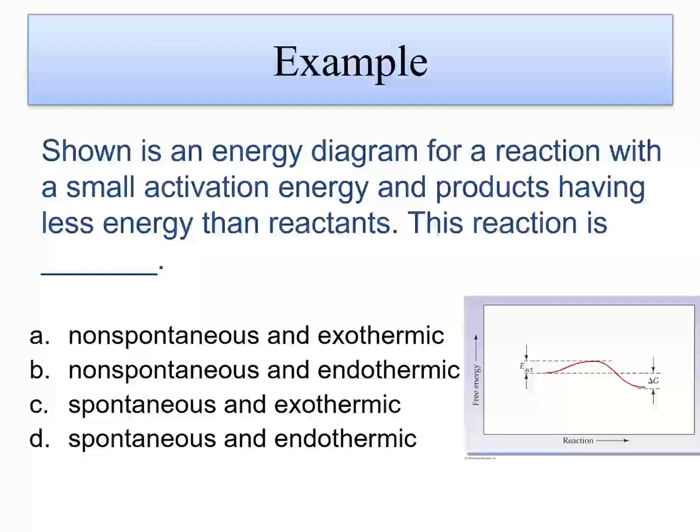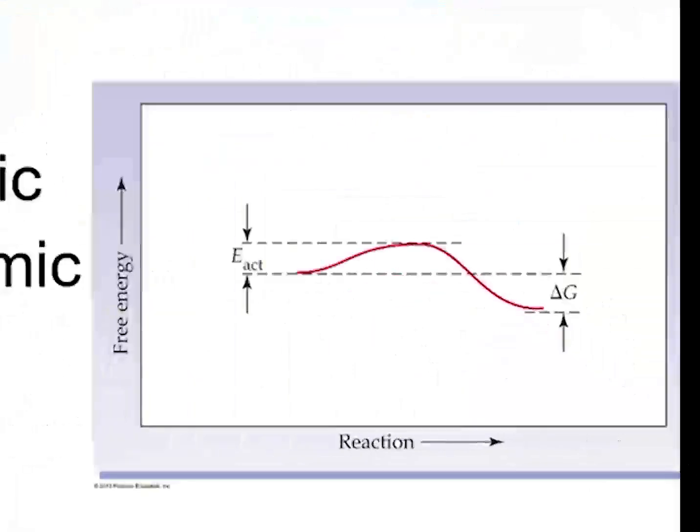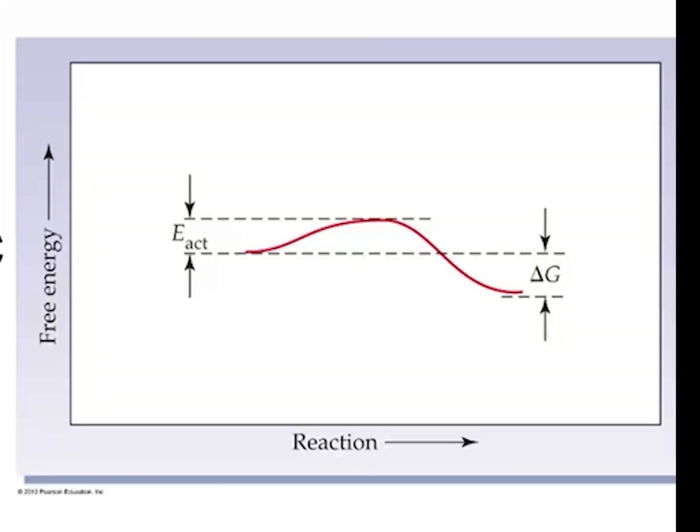Shown is an energy diagram for a reaction with a small activation energy and products having less energy than reactants. And we need to specify whether this reaction is spontaneous or non-spontaneous, and whether it's exothermic or endothermic. Let's take a look at the diagram. The energy is lower for the products compared to the reactants. It means that this is a spontaneous reaction and the sign of the delta G is going to be negative.